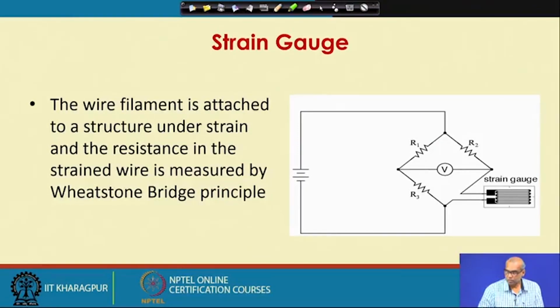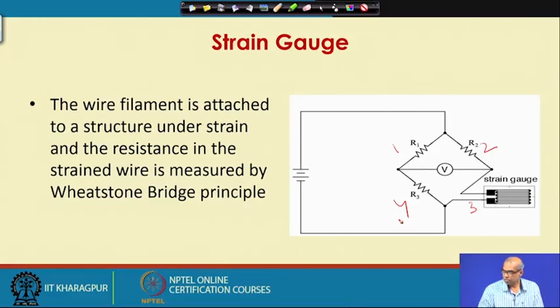So, this is how we measure strain using a strain gauge. The wire filament is attached to a structure under strain, and the resistance in the strained wire is measured by Wheatstone bridge principle. So, you have these 4 arms of Wheatstone bridge. So, one arm is connected to the strain gauge.